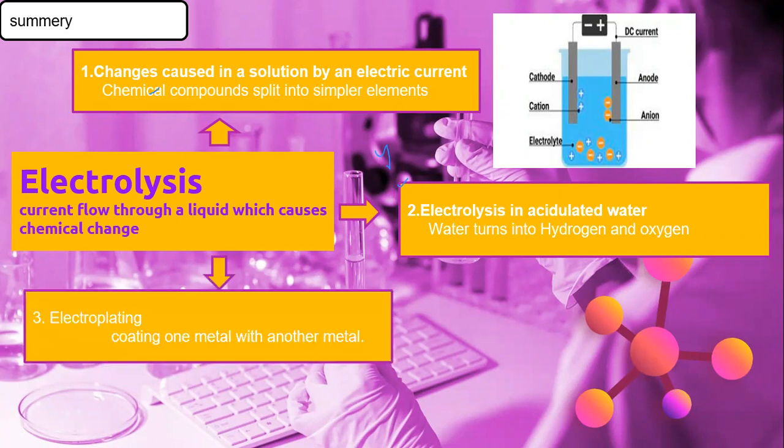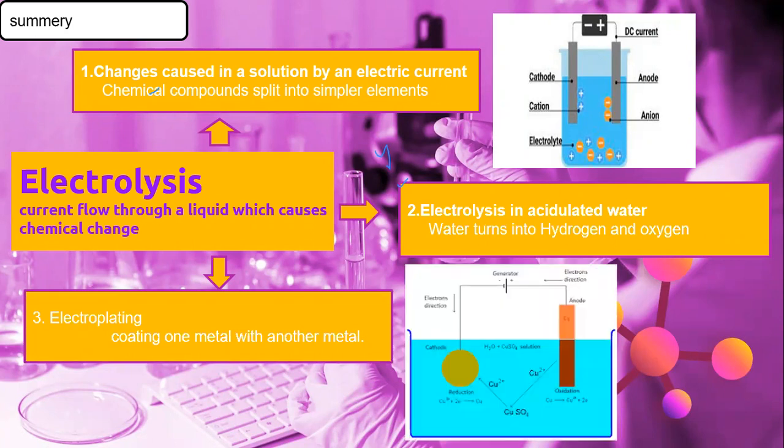And the last one, we studied electroplating. Coating one metal with another metal is called electroplating.